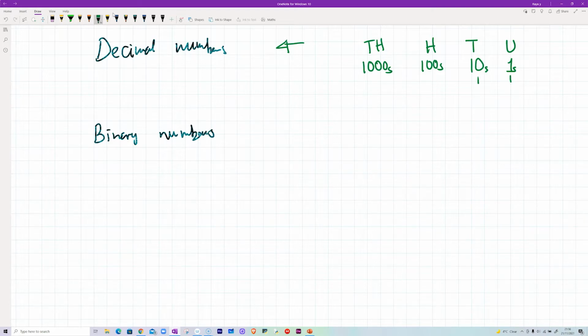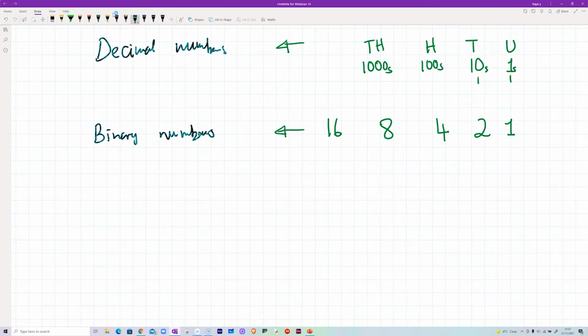Now, how do we do this in binary? Well, for binary, we still have 1, but because we are only counting in 2s, we only have 2 digits, 0 and 1. So the next one is going to be 2. The next one, instead of hundreds, we're going to have 4s. Instead of thousands, we're going to have 8. And then instead of 10,000, we're going to have 16. You get the point. It's doubling as you go to the left.